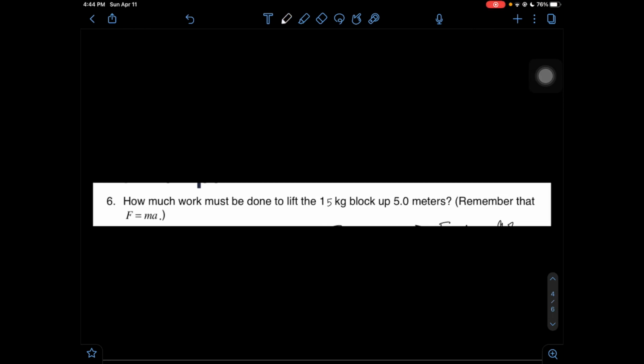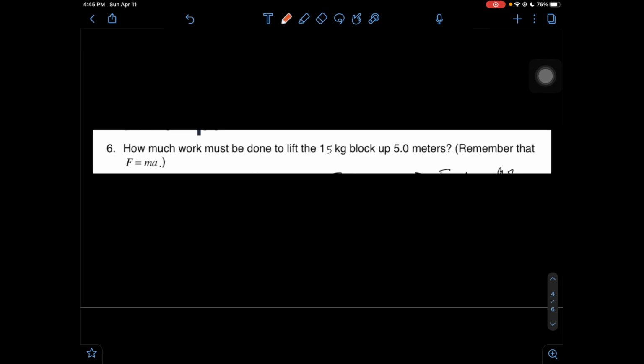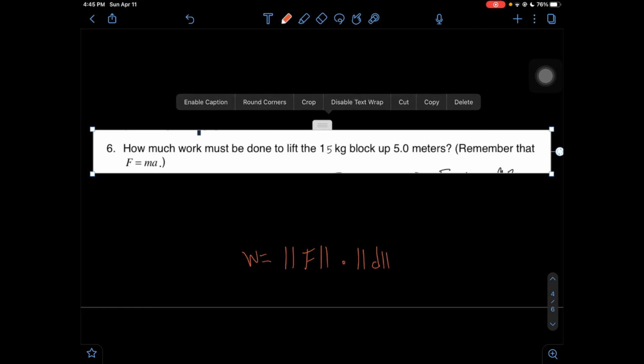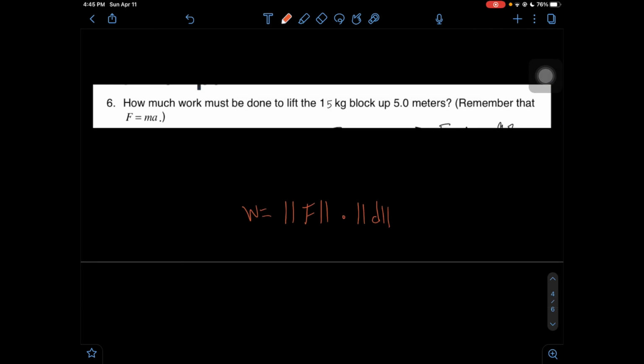Now we're going to go through 2 more problems, the first of which is number 6, which says, how much work must be done to lift the 15 kilogram block up 5 meters? And it says to remember that F equals ma, or force equals mass times acceleration. We're going to be using the given equation in this scenario, in addition to one of the equations we stated at the beginning of the video, which was W equals force times distance, or the magnitude of force times the magnitude of distance. Well, we know we're solving for W, so we're going to try to find force and distance.